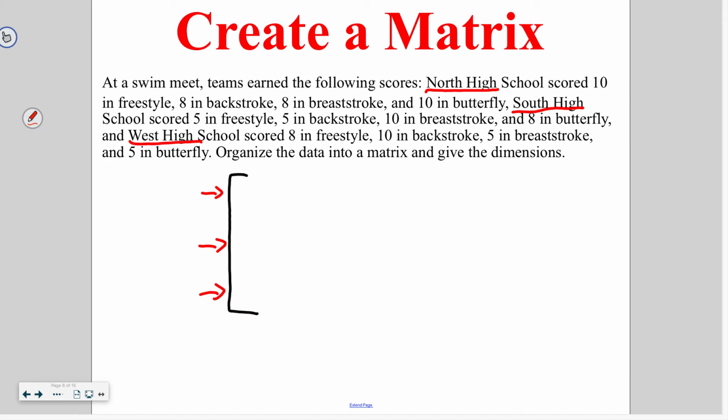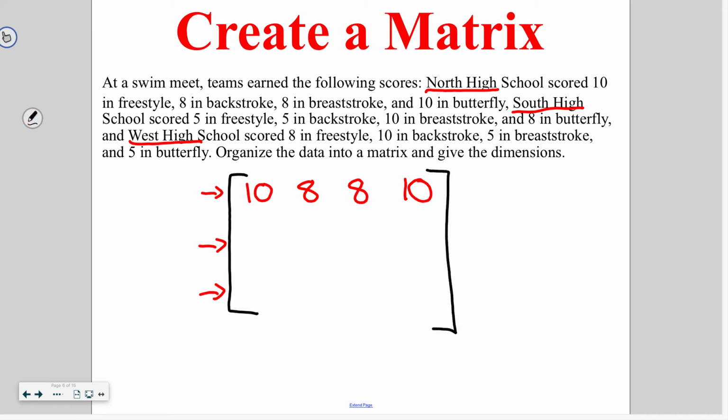So when we're looking at North, we have 4 different events: freestyle, backstroke, breaststroke, and butterfly. So we're going to plug in those North scores, starting with 10 for freestyle, 8 for backstroke, 8 for breaststroke, and 10 for butterfly. So we've got our 4 different columns now.